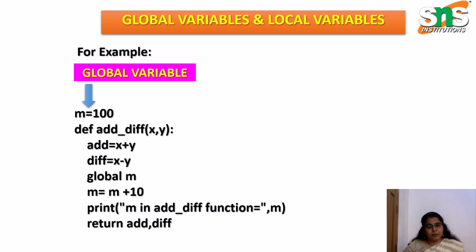The first thing is a global variable example. Now I am going to declare a variable m, and for the variable I am declaring a value of 100. Now I am defining a function named add_difference with x comma y, and I am storing the value of x plus y in add, and difference is x minus y. Now I am declaring the global keyword for m, because m is a global variable. And now I am using m equal to m plus 10. Print m in the add_difference function, and now I am going to return add comma difference here.